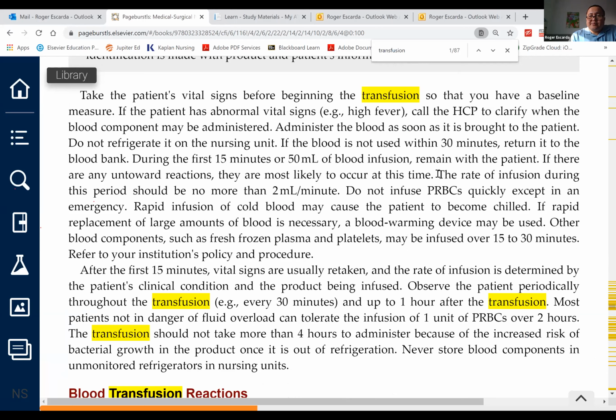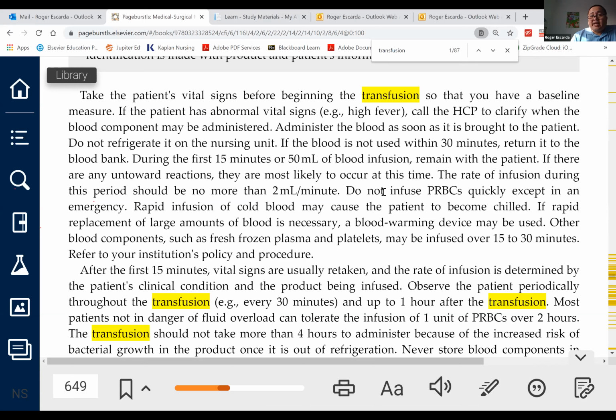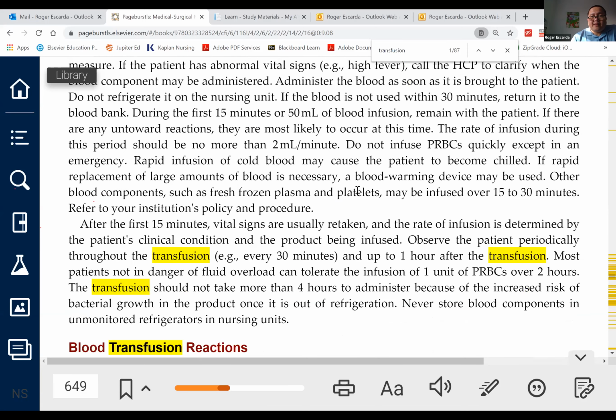The first 15 minutes, by the way, should be 2 ml per minute. So that's very slow. So how many mLs per hour is that? 120. Okay. Probably a little bit less also would be better.